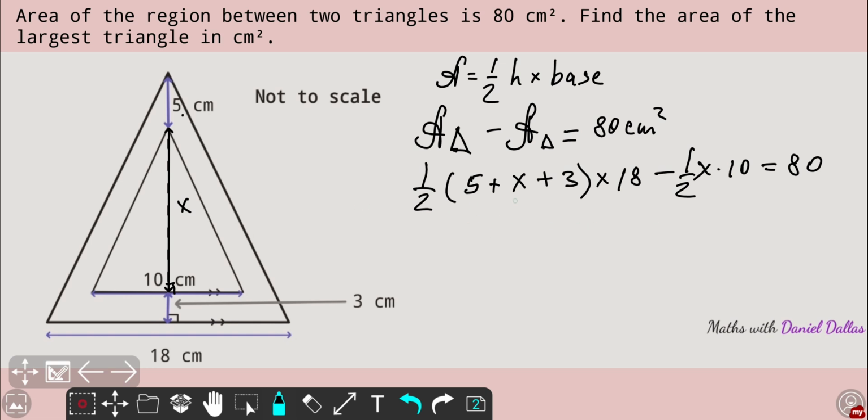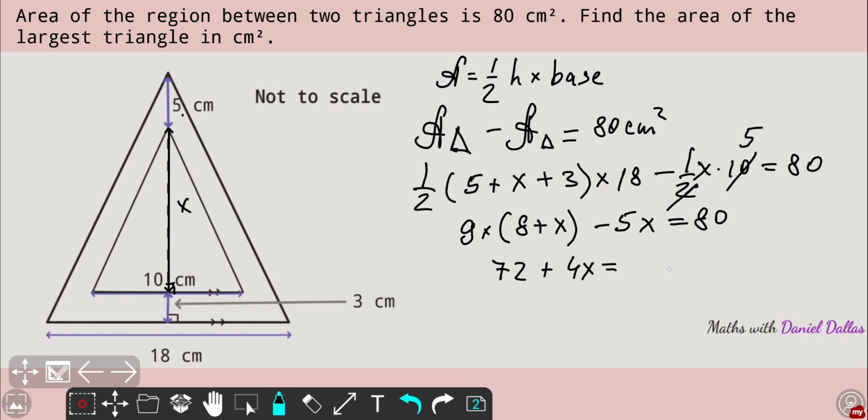Alright, let's simplify. We've got 9 times, cancelling 18 and 2, and 5 plus 3 is 8, so we get 8 plus x here, and 2 and 10 will also cancel, leaving 5x. The result is 80 centimeters squared. So let's simplify: we're going to have 72 plus 4x if we expand the brackets and combine similar terms. Finally, x is 80 minus 72, which is 8, over 4, which is 2. So the height is 2 centimeters for the smallest triangle.